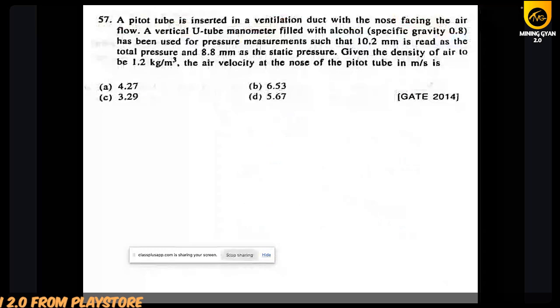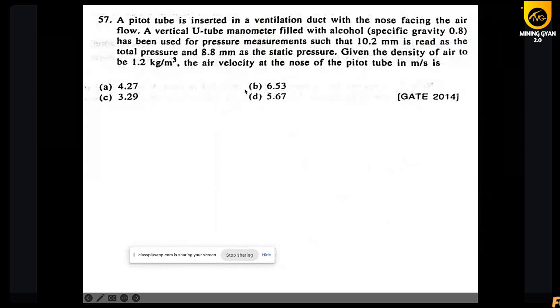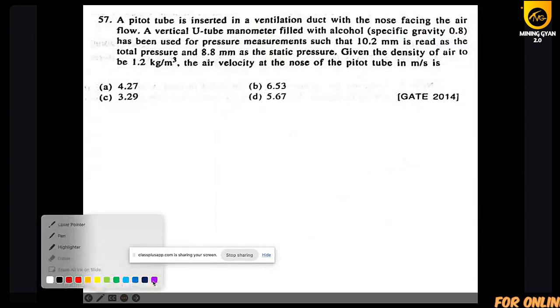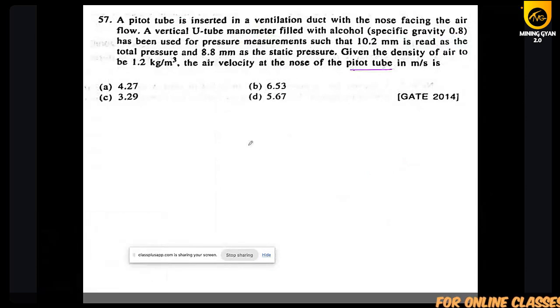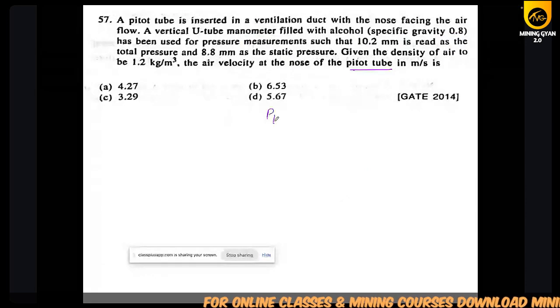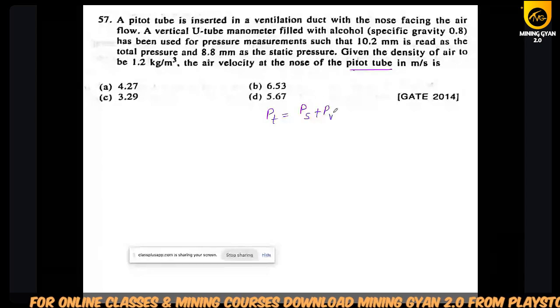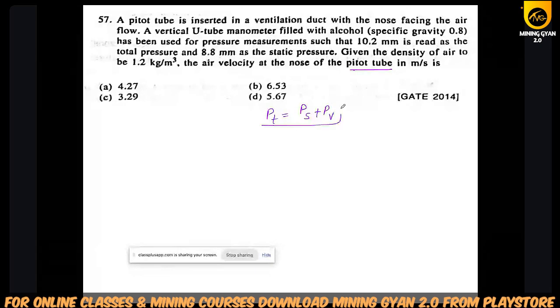57. Air velocity at the nose of the pitot tube. So if you want to try it, you can try. I think I told you that total pressure equals static pressure plus velocity pressure. I have told this information.